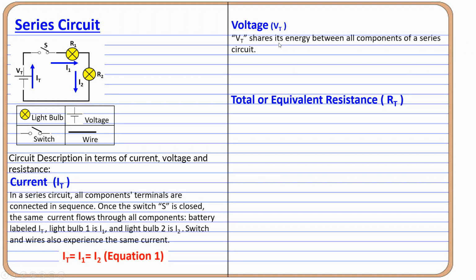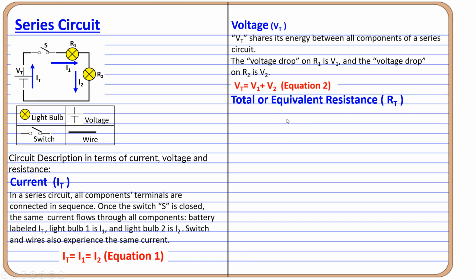Voltage. VT shares its energy between all components of a series circuit. The voltage drop on R1 is V1, and the voltage drop on R2 is V2. So we can state that the total voltage is equal to the voltage drop on each resistor, or light bulb in this case, which is V1 plus V2. And that's our equation 2.